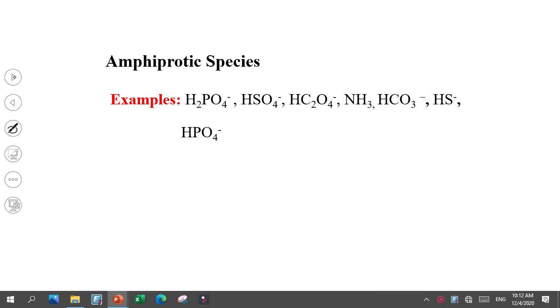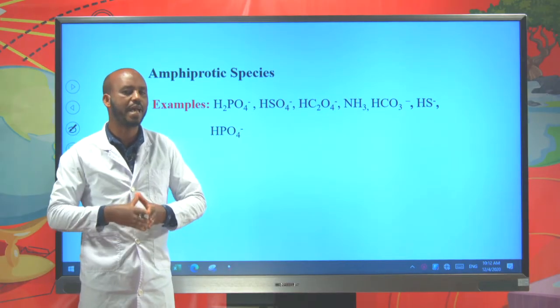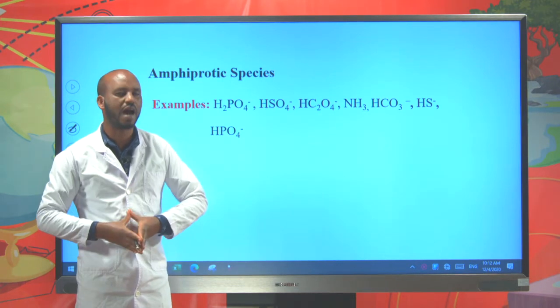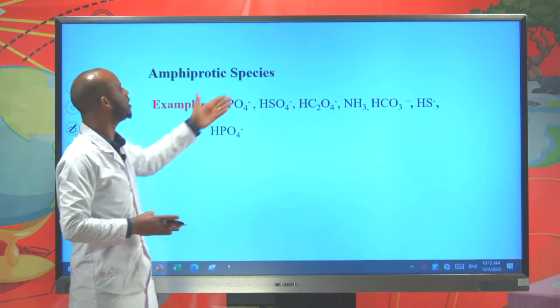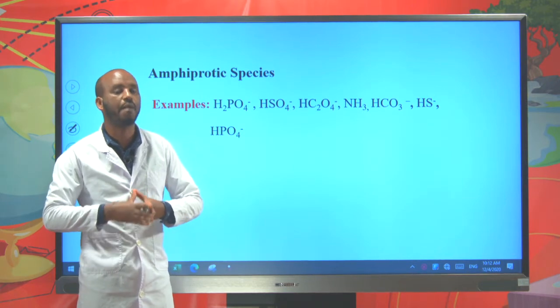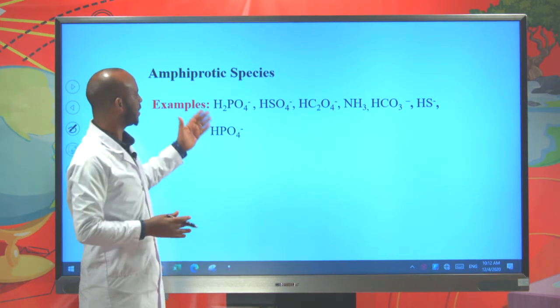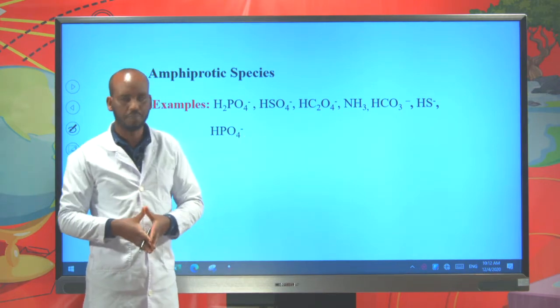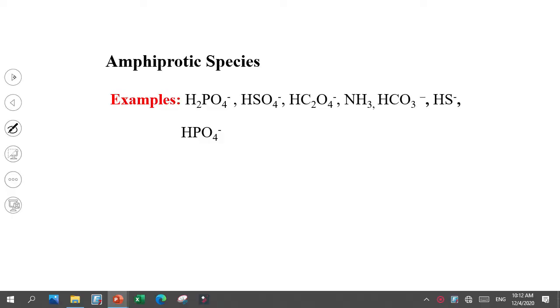Amphiprotic species. Species which may either gain or lose a proton are known as amphiprotic species. They act as both an acid and a base. You can take this as an example. All these are amphiprotic species, having both properties of an acid and a base.